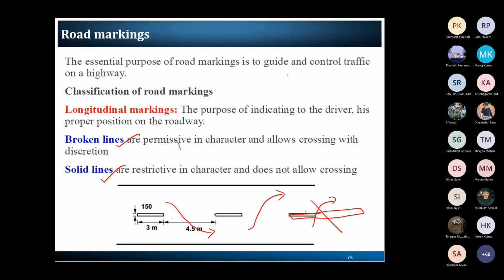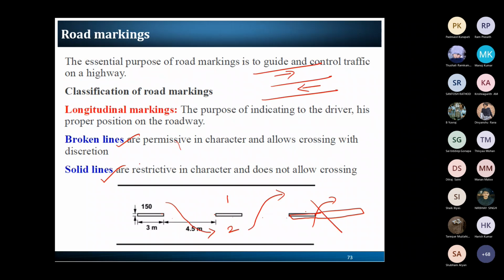Also, we have provided the center line. The center line differentiates the traffic movement. At the same time, the traffic lane is also provided. This is the lane, this is lane 1 and lane 2. For segregating them, we provide the lane marking on the road.